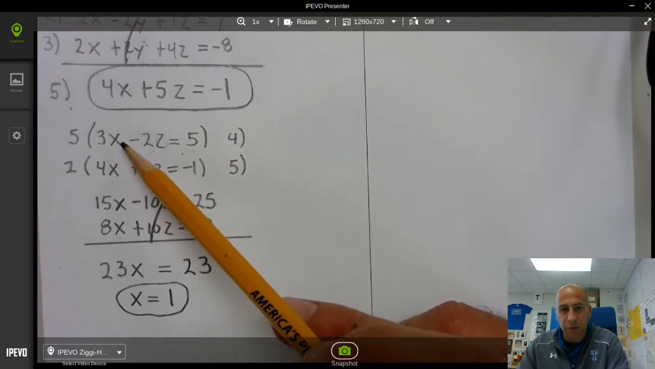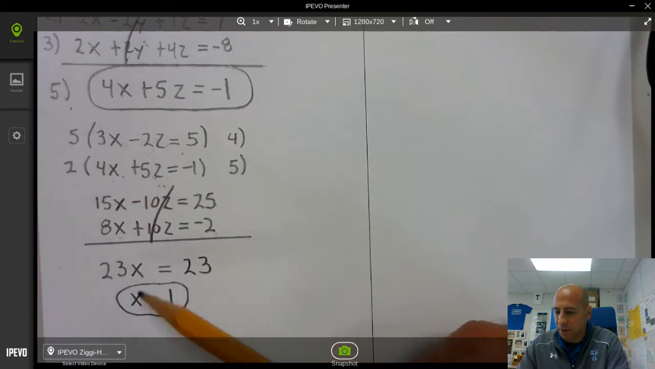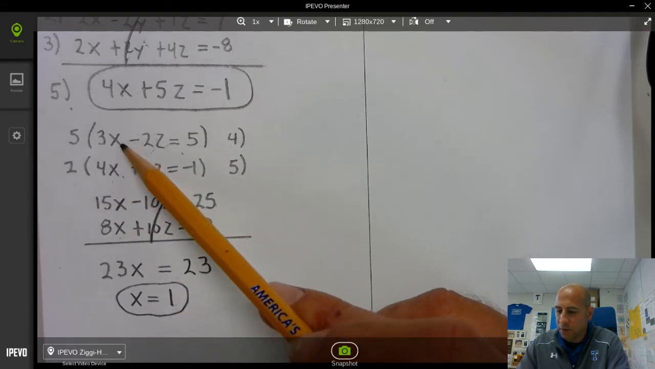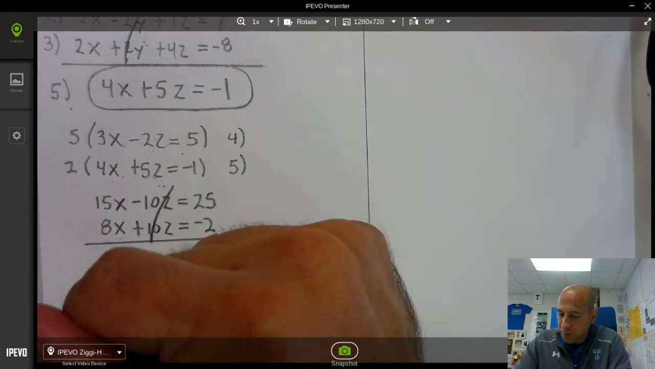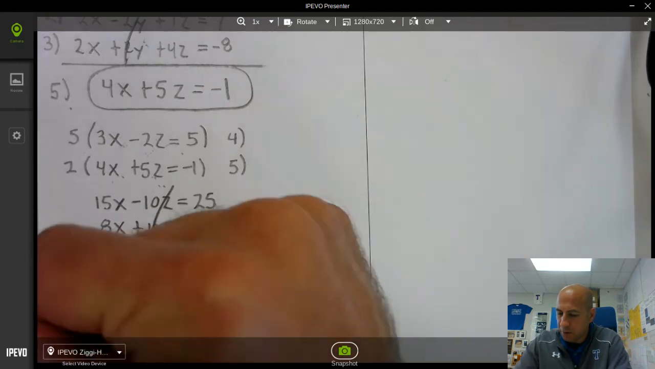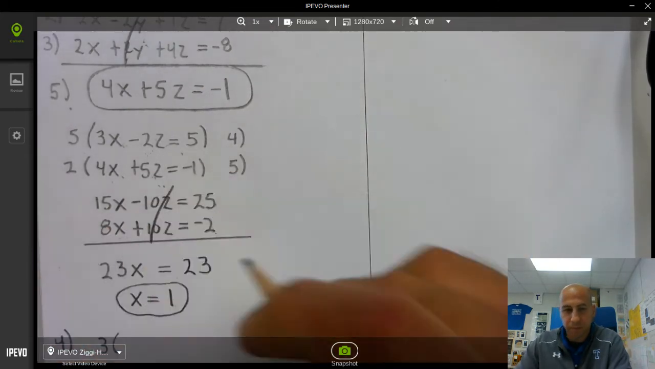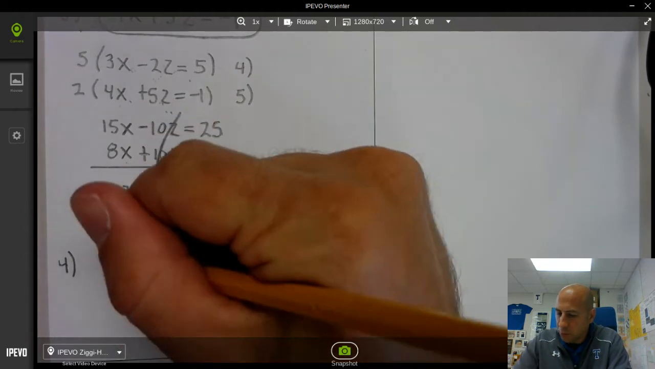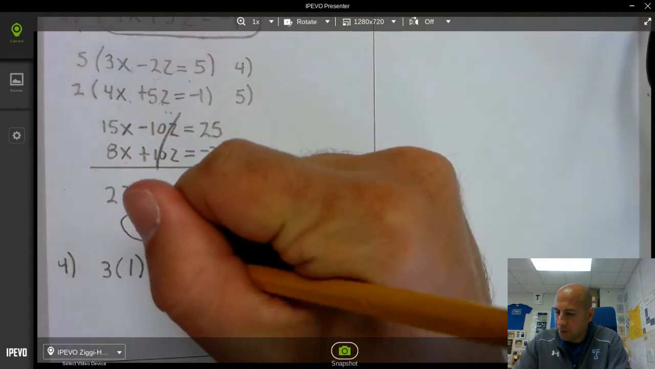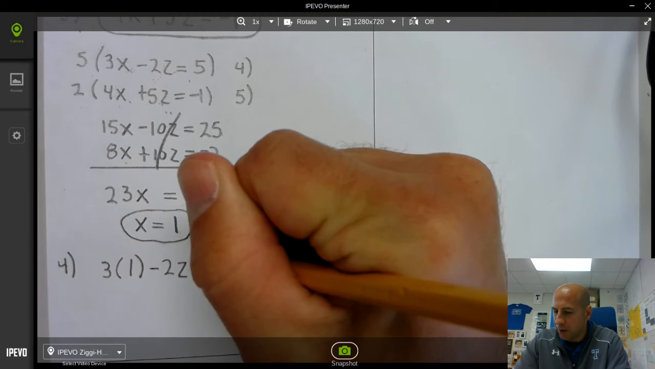I'm just going to plug. I always go back into the first one, but you can plug in the second one as well. But I'm going to plug in 1 into the first equation, or into equation 4. So that's 3. Again, we're using this as equation 4. Okay, so this is 3 times 1 minus 2 times z equals 5.